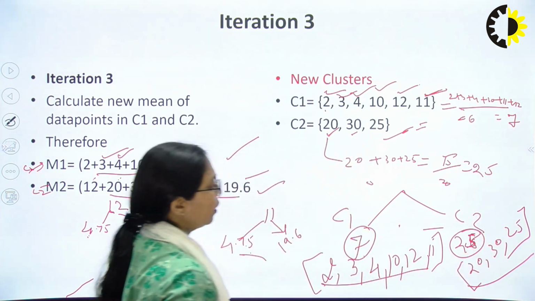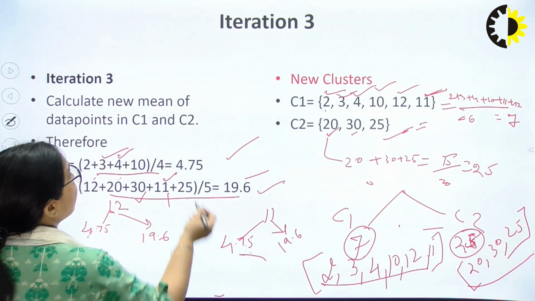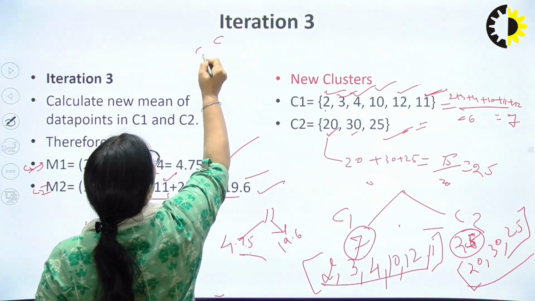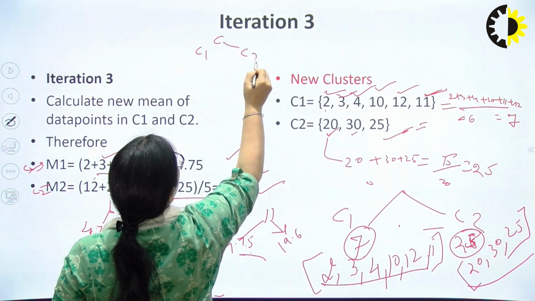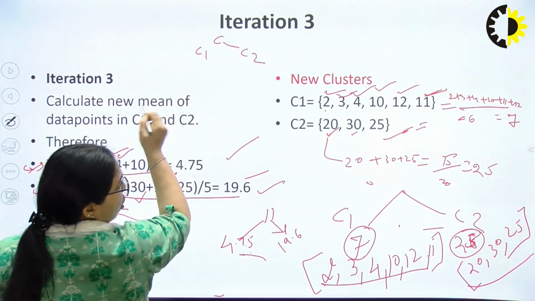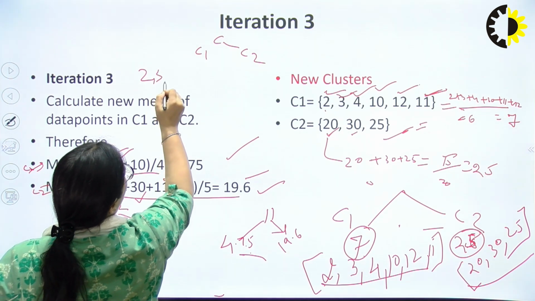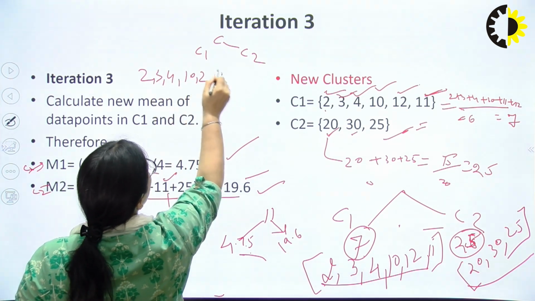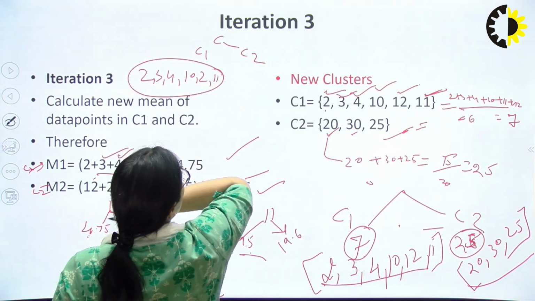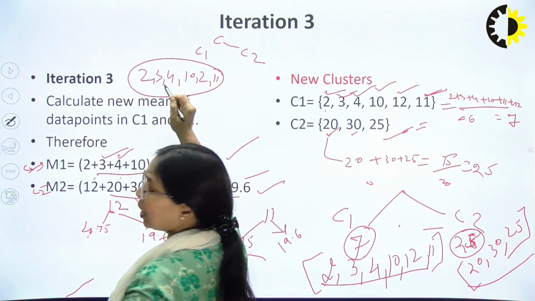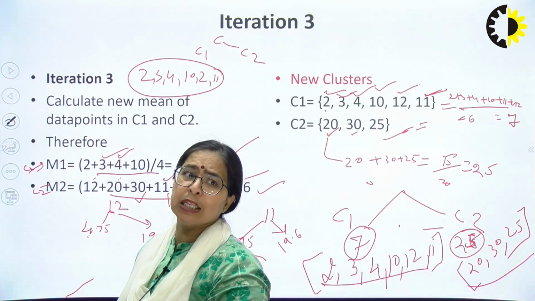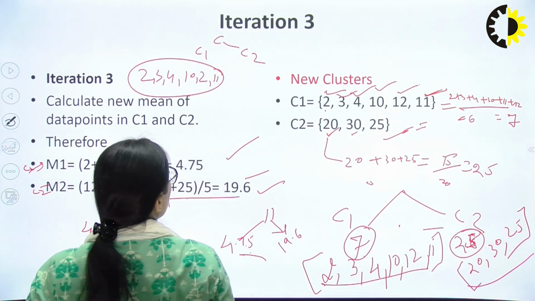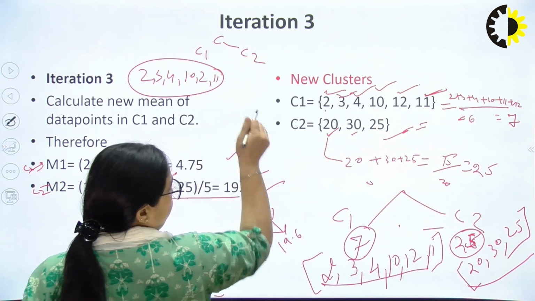So how do we find the result? The final result is that we have found 2 centroids, 2 clusters, one having data points 2, 3, 4, 10, 12 and 11. We are not shifting, we are not doing the next iteration anymore because that is the stopping criteria, when the elements have stopped shifting.